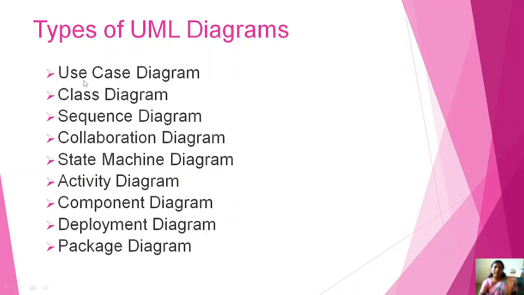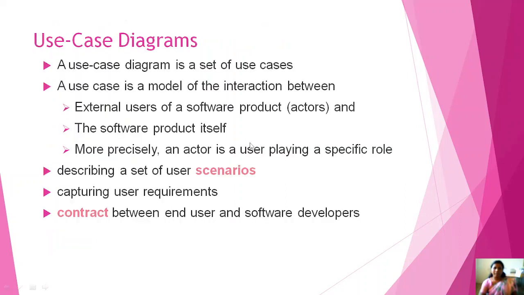The first UML diagram that we are going to see is the use case diagram. A use case diagram has a set of use cases. So what is a use case? A use case is a model of the interaction between external users of a software product, that is, what we call actors, and the software product itself. The actor plays a specific role in the use case diagram. The use cases describe a set of user scenarios, capturing the user requirements. So it gives an interaction between a user and the software developers.